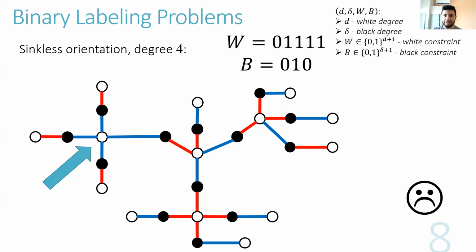So for example, this is a valid solution, but this, however, is not, because as you can see, the white vertex on which the arrow points has all of its incident edges colored blue. You might see that this problem is actually the sinkless orientation problem on graphs of degree 4. And why do I claim that when we have black vertices of degree 2?